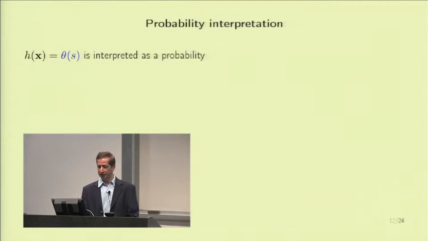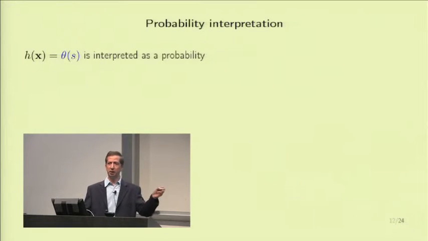And we are going to interpret it as a probability. So we think that there is a probability sitting out there generating examples. Let's say, a probability of default based on credit information. Okay.